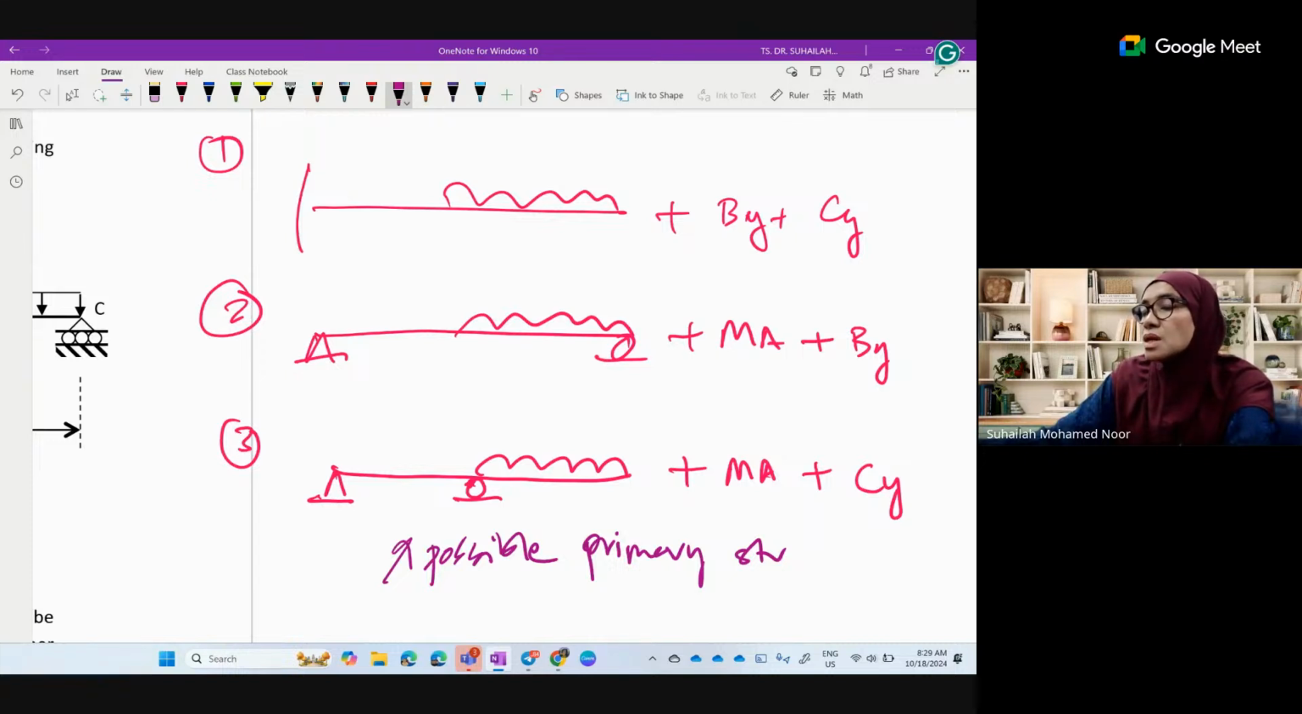If you want to use number two, then the redundants are MA and BY. And sometimes, from these three, you may have a best redundant option, for example whenever there is a settlement in the system. Settlement is for later. But we have three possible primary structures when we have two redundants.